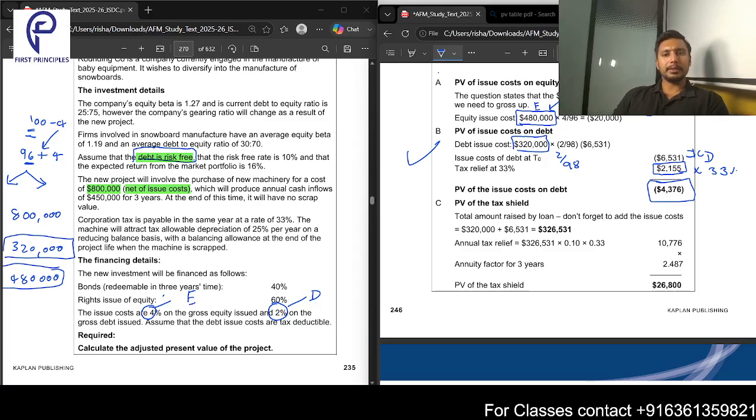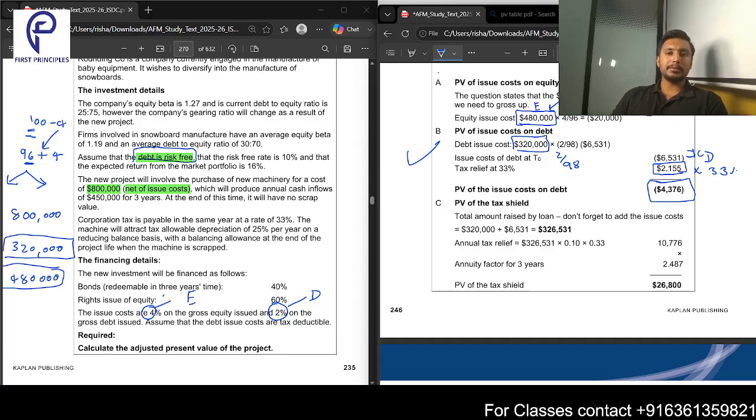Why? Because we have taken the net of issue cost. They told that 800,000 was net. Had it been the gross amount, we would have taken 4 by 100 and 2 by 100, directly 4% and directly 2%. Because they have given net in the question, we are taking net in the solving as well. Since the word net is given, when net is given, you take 4 by 96 and 2 by 98.